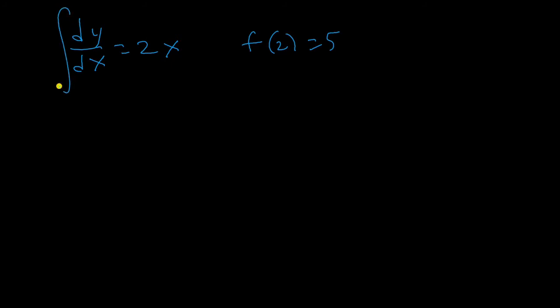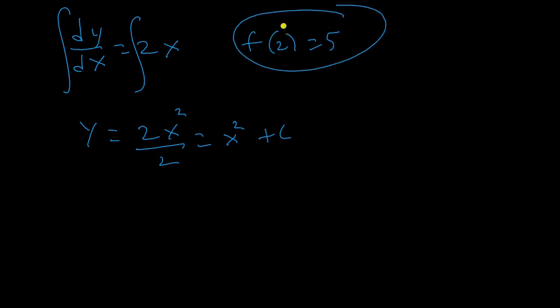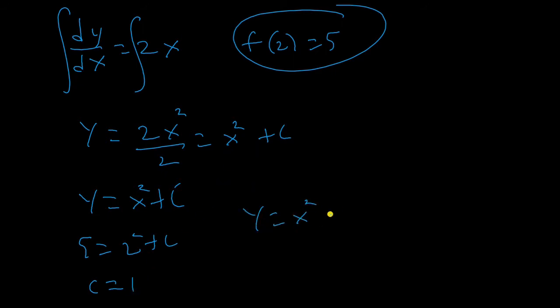So what you'd do is first integrate both sides to get rid of the dy/dx, and you'd get y is equal to, so I'm going to add 1 to the exponent and then divide, and that gets me x squared. I'm going to add the plus c. To find out what the c is, we're going to use this initial condition. So I have the function y equals x squared plus c. I'm going to plug (2, 5) into my equation and see what the c value is. So we'll get 5 equals 2 squared plus c, and then c equals 1. So our final answer is y equals x squared plus 1.